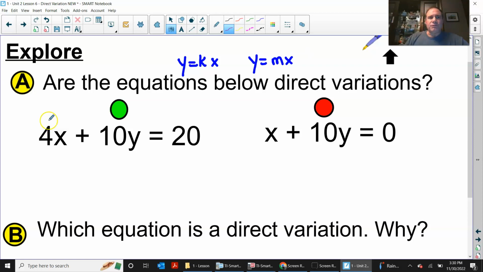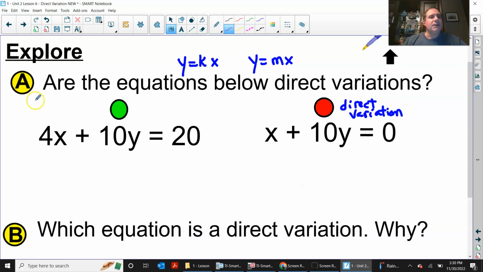So which one of these do you think, if we're just guessing, which one is a direct variation without actually solving for y? Which one would you guess is a direct variation? The green or the red? If you said the red, you're correct. This is the direct variation. Even without solving, you could tell that this is going to be the direct variation.